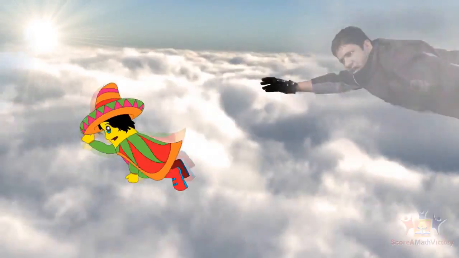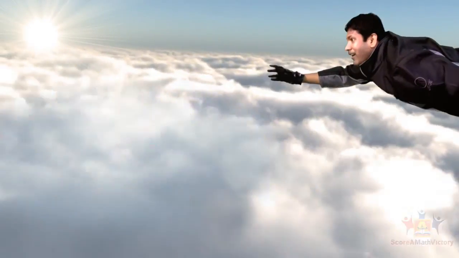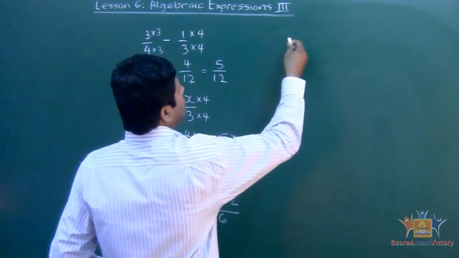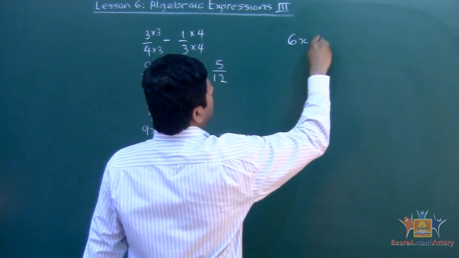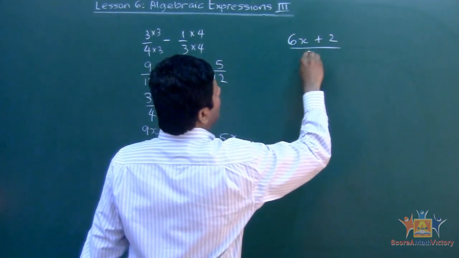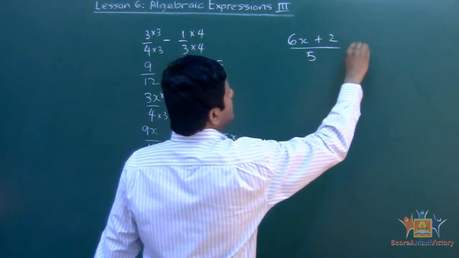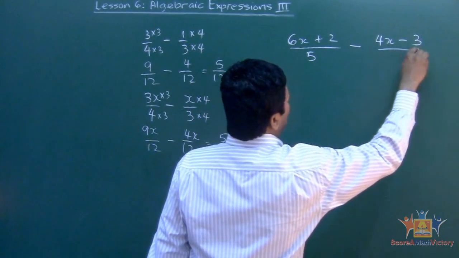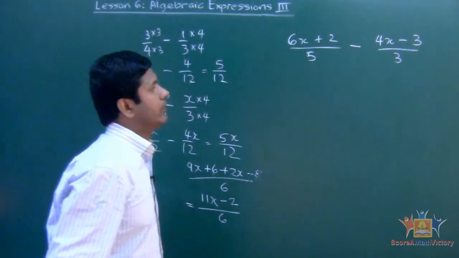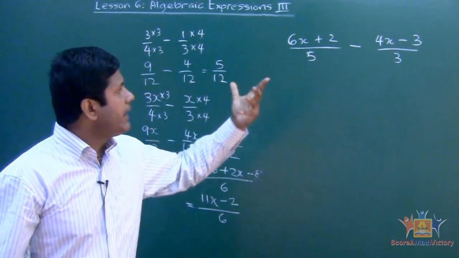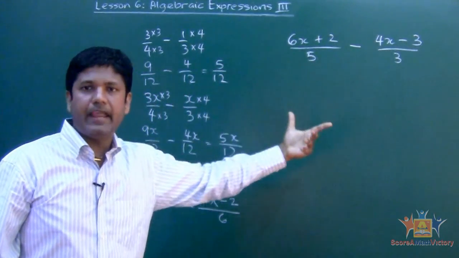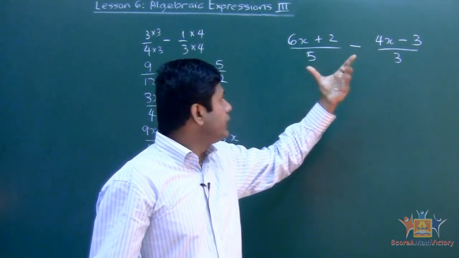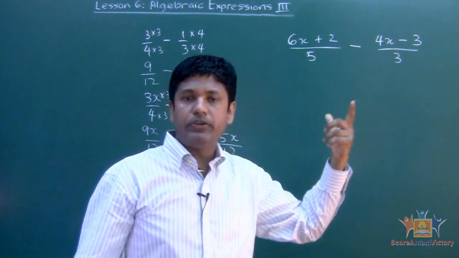Alright, my dear students, let's say for example Mr. Mac gives you 6x plus 2 over 5 minus 4x minus 3 over 3, and asks you to solve this. Can I solve this? Not yet. I can, but not yet. Why? They're not a common denominator. So you have to change the denominators to be common.